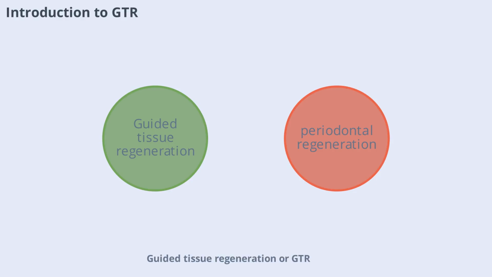Guided tissue regeneration, or GTR, is a groundbreaking technique in periodontal therapy that focuses on regenerating lost periodontal structures. By using a barrier membrane, clinicians can selectively exclude certain cell types, such as epithelial and gingival connective tissue cells, from the defect area. This allows periodontal ligament cells to repopulate the site, promoting true regeneration rather than mere repair.